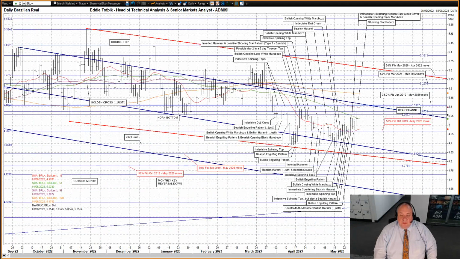US dollar against the Brazilian real, a third bullish white soldier yesterday, but do not read into this that the action is necessarily bullish, as the pattern itself yesterday was a shooting star pattern. The question now is whether it was a type 1 bearish or a type 2 bullish pattern. My personal thoughts are that it is more a type 1 bearish than a type 2.